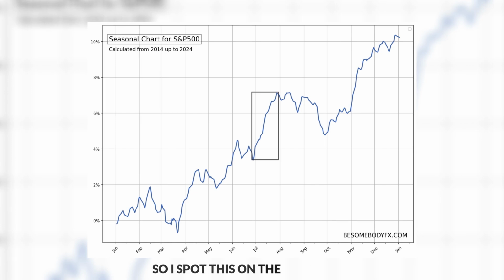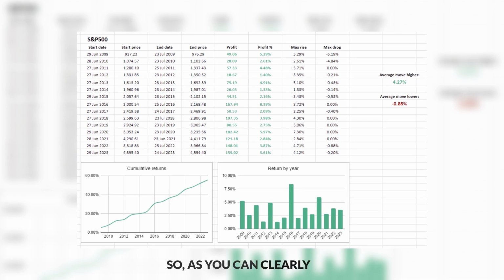So I spot this on the chart, and from this I dive deeper to see exactly, year after year over the past 10 years, 15 years, whatever, how the S&P 500 performed between late June and early July, in this case, for every single year. That gives me a much more detailed insight into the seasonal pattern, to see actually if there's really something there or not. So, as you can clearly see, this is where seasonality gets extremely interesting and useful.